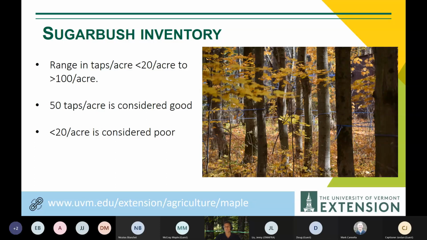So it could be that it's not an ideal maple site. It could be that past management has removed the tappable trees, and it's really in a regrowth phase. There's a lot of reasons why you might not get too many taps per acre.